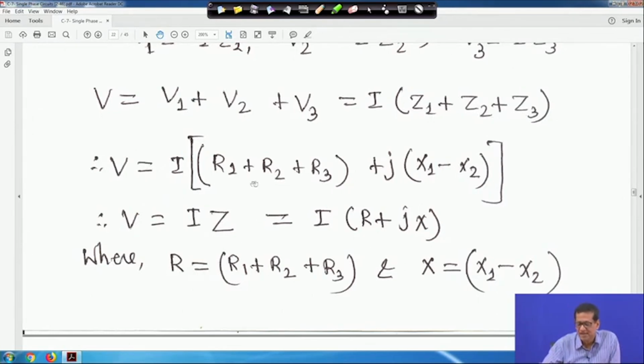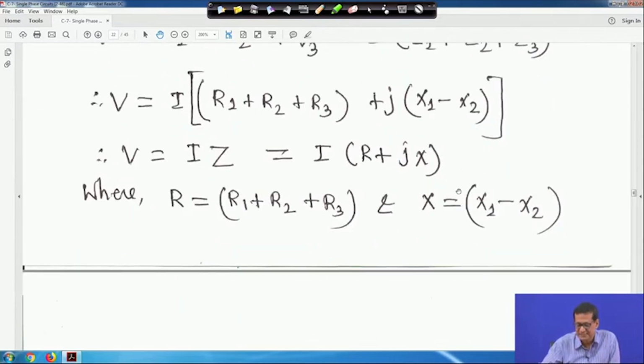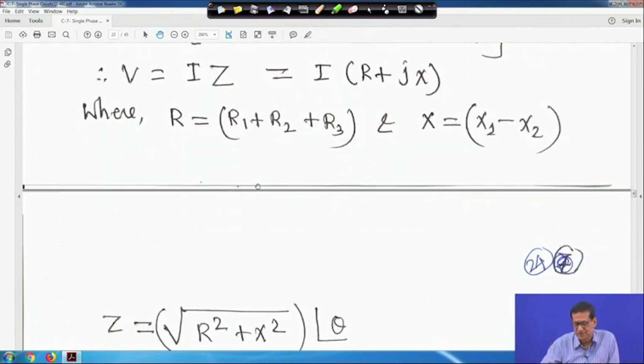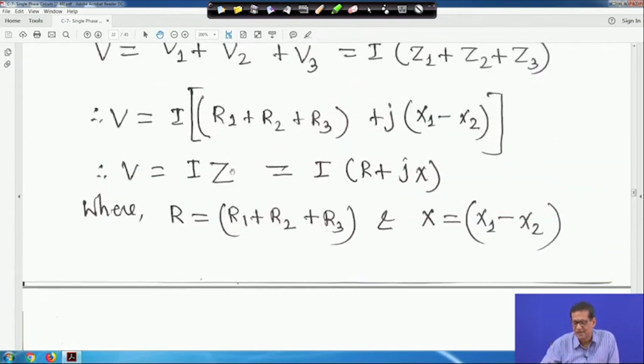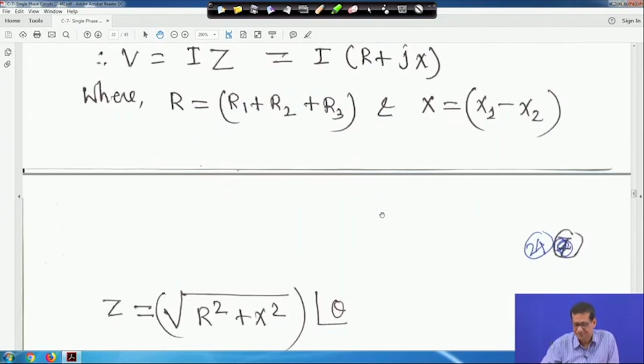You will get I into R1 plus R2 plus R3 plus J into X1 minus X2, or in general V is equal to I into Z is equal to I into R plus Jx. So R is like series resistances adding, same as a DC circuit, R will be R1 plus R2 plus R3, and X will be X1 minus X2, because one is inductive and another is capacitive. And V is equal to I into Z, that is I into R plus Jx, where R and X are defined here.